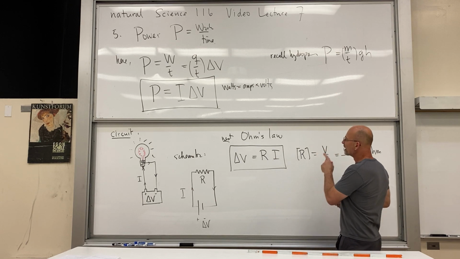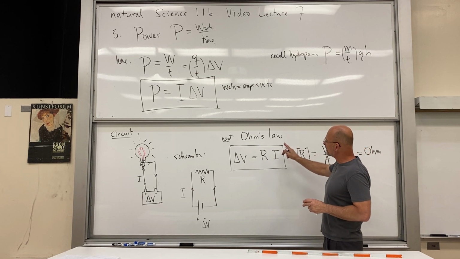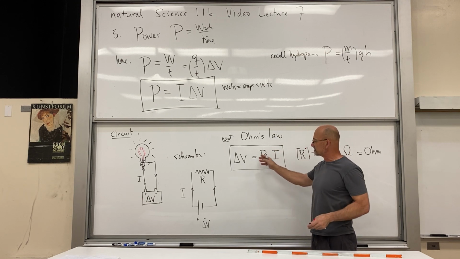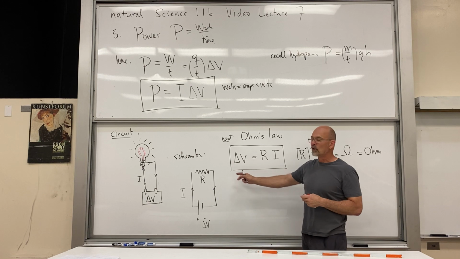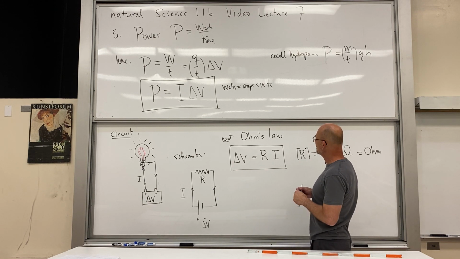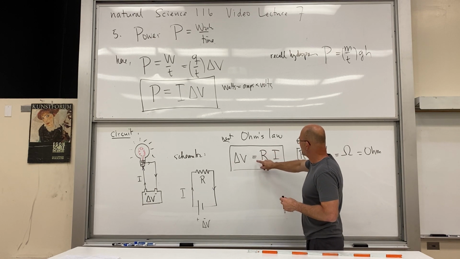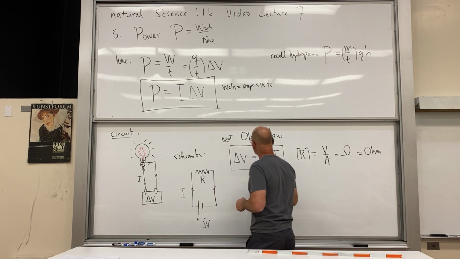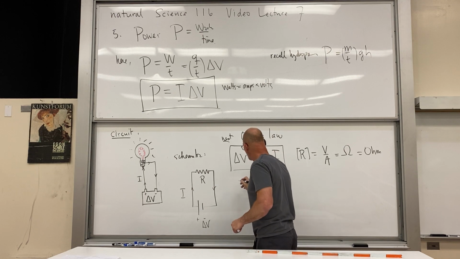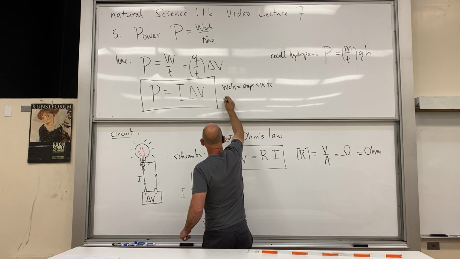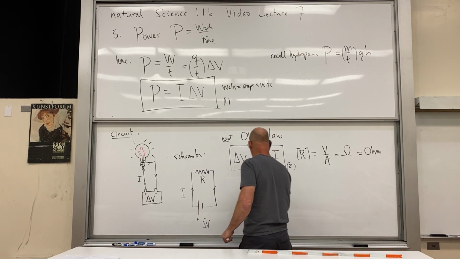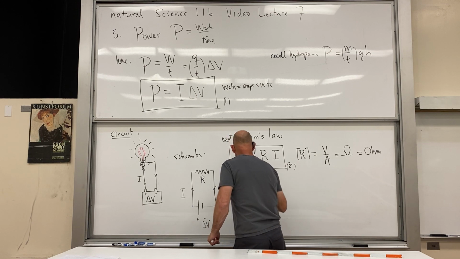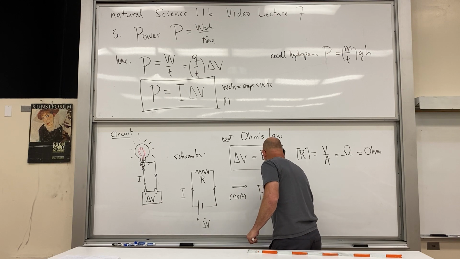Okay, we can do some numerical examples of this. I think I'll come up with some at the end of the lecture. We'll make a little list of problems we can do, because we're just going to have a handful of formulas. Okay, so we've got the delta V equal R I. We have P equals I delta V. So we can combine these two, 1 and 2. We can combine them and get one more useful formula.